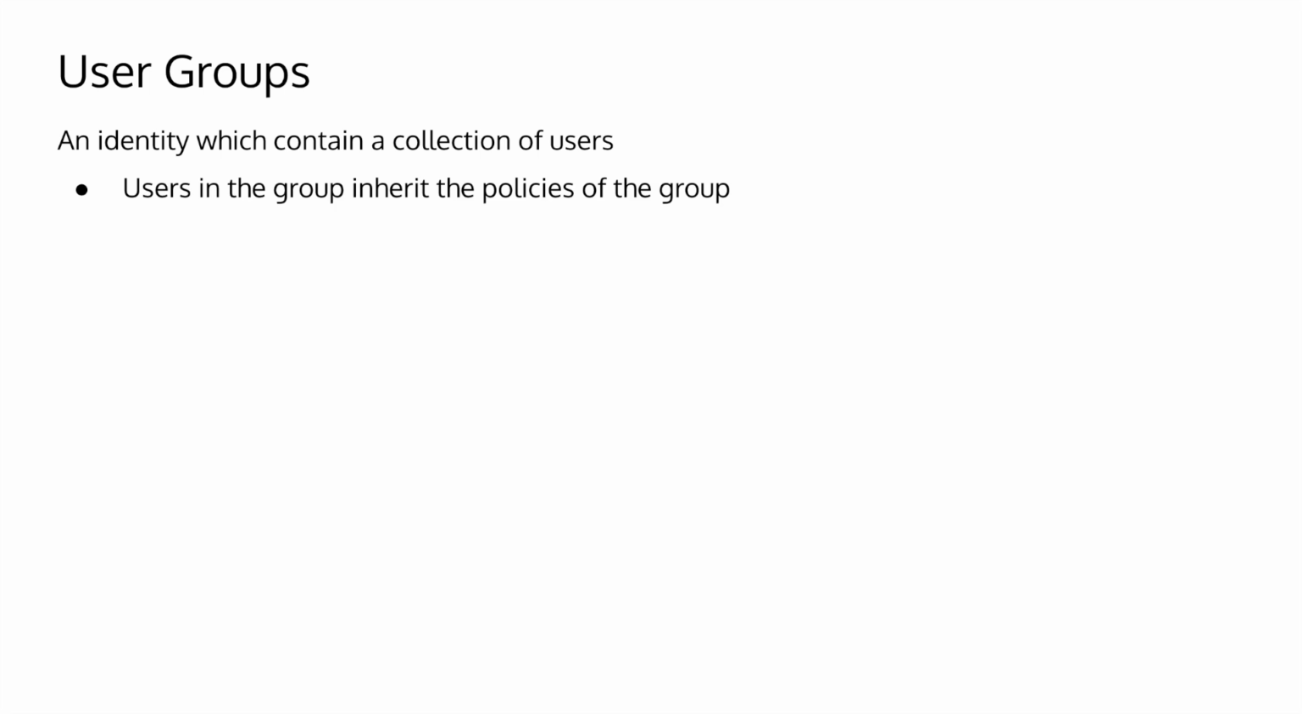Next is groups, and they're pretty simple. They're an identity which contains a collection of users. When you attach a policy to a group, all users in the group will inherit the policies. Users are also able to be in multiple groups. This makes it really easy to manage permissions for a variety of job functions.